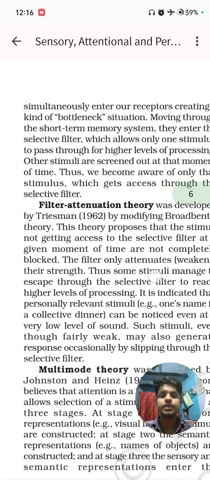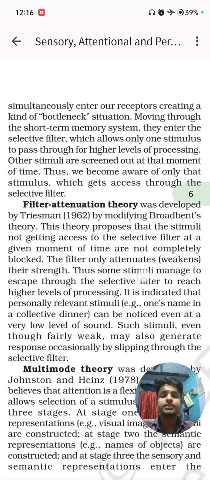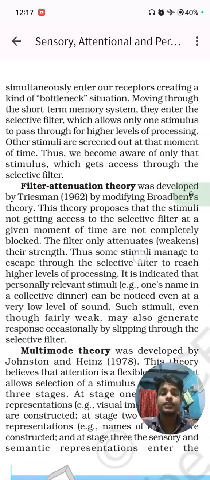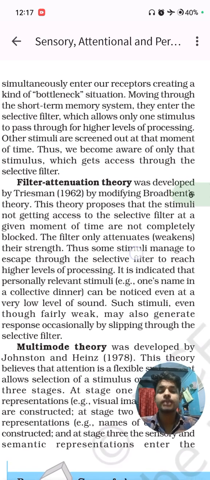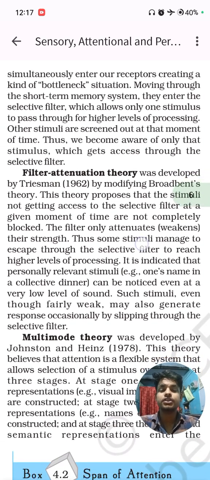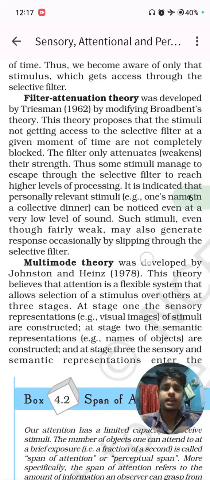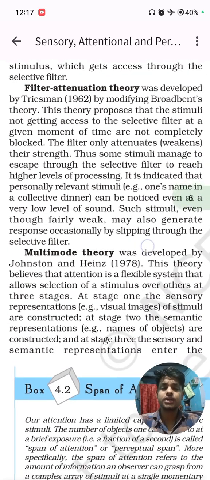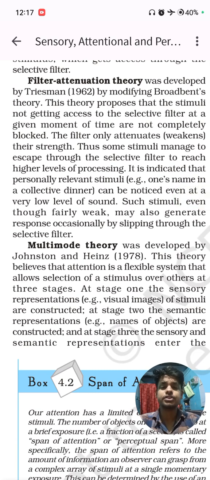As stimuli enter our receptors, they create a kind of bottleneck situation while moving through the short-term memory system. They enter the selective filter, which allows only one stimulus to pass through for a higher level of processing. Other stimuli are screened out at that moment. Thus, we become aware only of the stimulus that gets access through the selective filter.